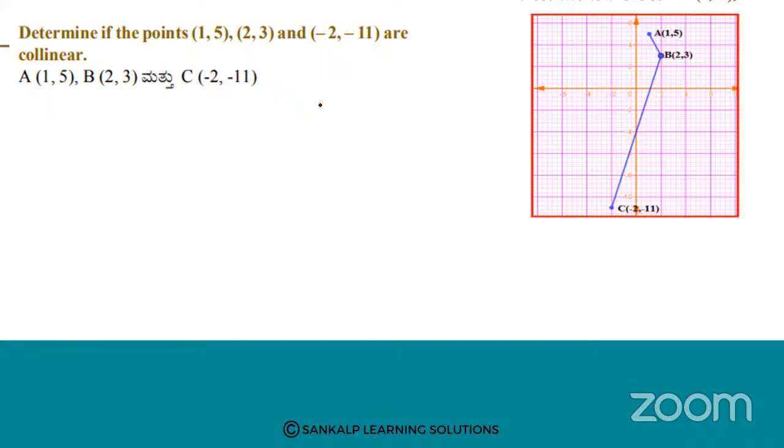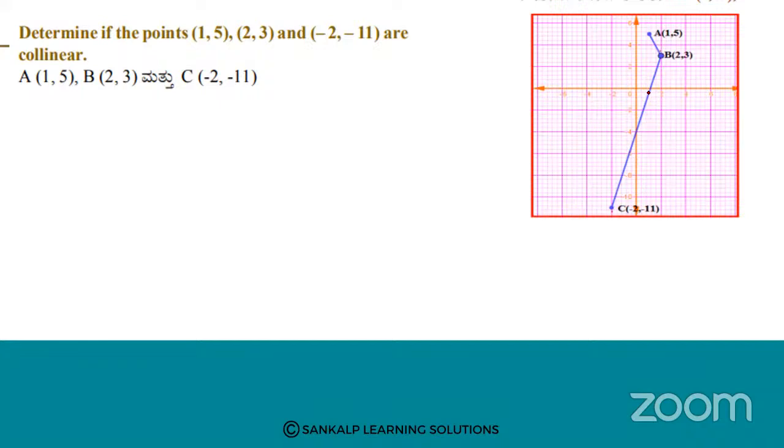Okay. So whether they are collinear or not, we have to find out. Yes. So this is A, B. When you plot these points on the graph, you will get the graph like this. So this is A, this is B, this is C.